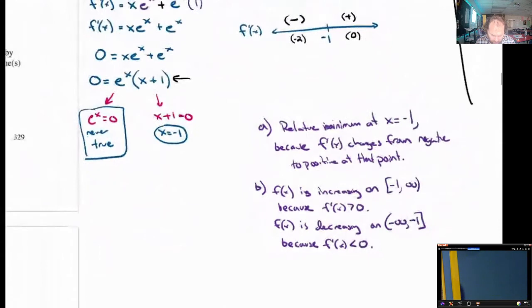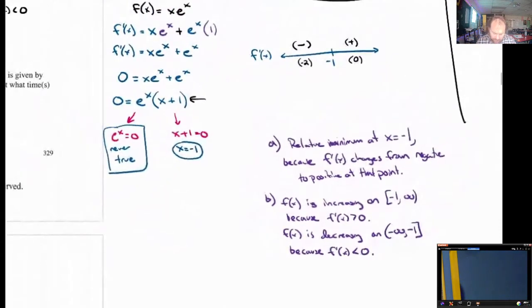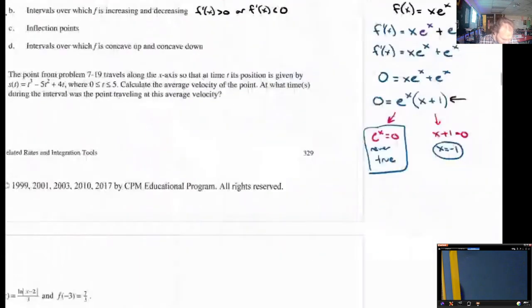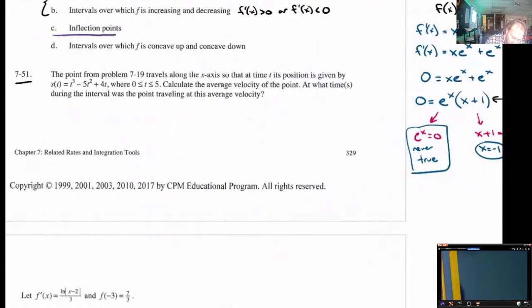So we see that by taking the derivative and then considering where the derivative is positive and where the derivative is negative. Question C is going to ask us for any inflection points. That's going to happen at f double prime of x changing sign.